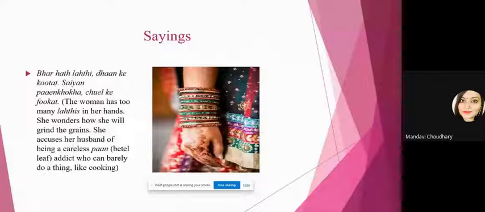Let's take this one as an example. Bhair haat larti, dhan ke kutat, saya pain khoka, chul ke fukat.